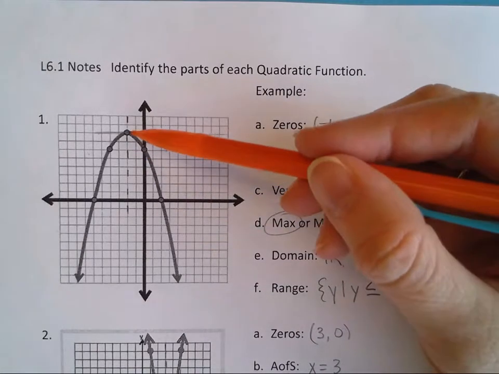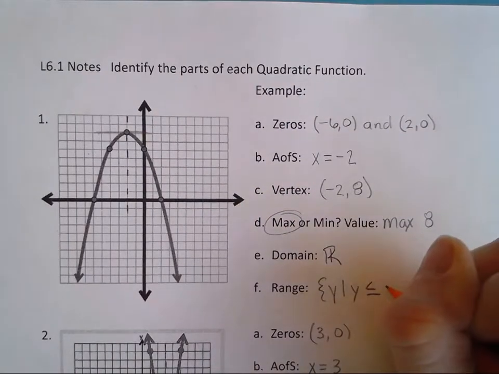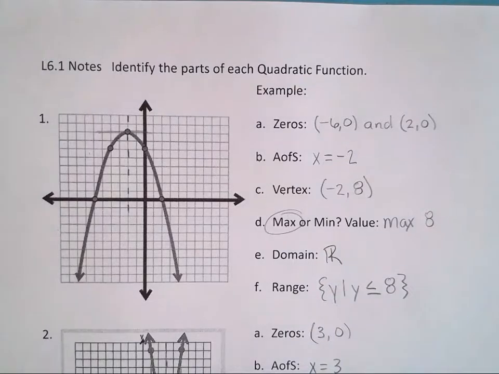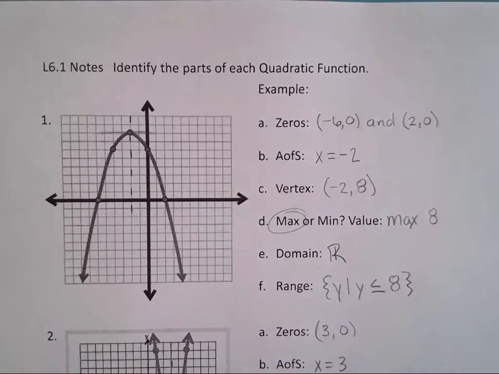The highest point on this graph is at positive 8. So our range will be less than or equal to positive 8. Example number 2.